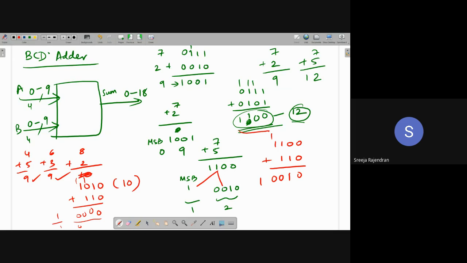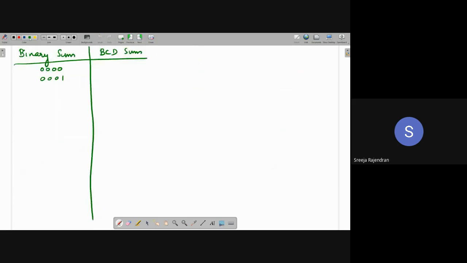That is why, for every number beyond 9, if the sum generated is more than 9, I am supposed to do this correction, so that I get 10, 11, 12, up to 18. Because only up to 18 I'm generating. 9 plus 9 is the maximum I can add if I'm using two BCD numbers. Maximum I can generate is that much. So is it clear why we add 6? Yes or no? Okay, so let's complete the truth table now.